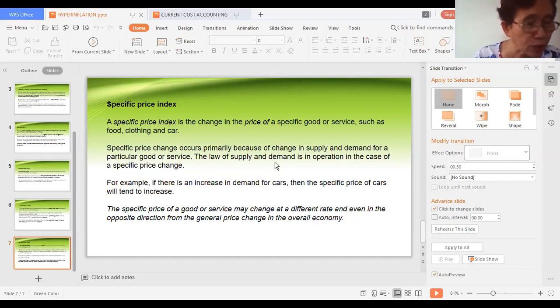The original share capital is 400,000. The fraction to be used is 300 over 100. We have the general price index at the end of 2020. So 300 over 100. That's why your share capital after restatement is 1.2 million. So your retained earnings now becomes the balancing figure for number 4.